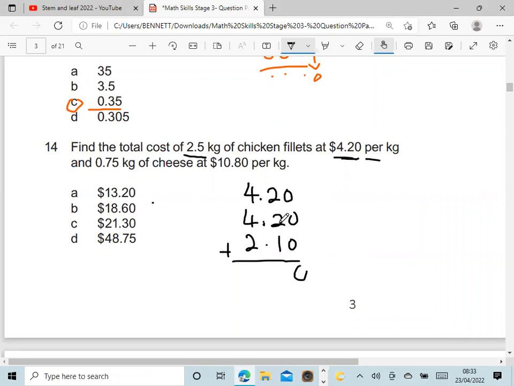Right? So that's 0, 2, 1, 5, very good. And then 4 and that 8 and that 10. So that's $10.50. That's for the chicken.